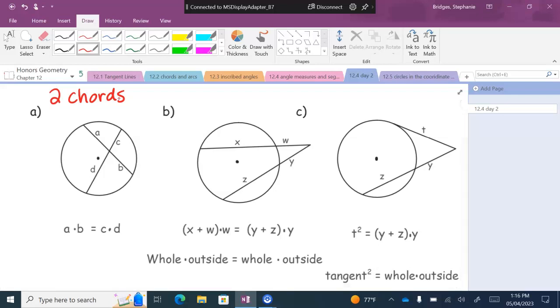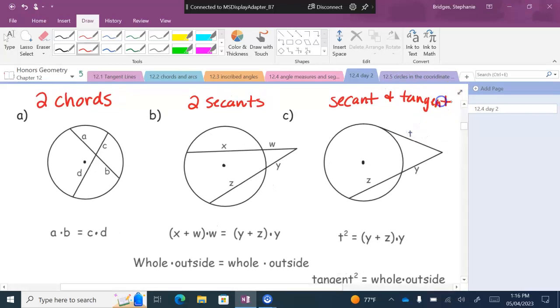Okay. What about B? Two chords, two secants, or a secant and a tangent? Two secants. And then C, two chords, two secants, or a secant and a tangent? Secant. Yeah, the secants go outside of the circle. The chords do not go outside of the circle, and the tangents only touch the outside of the circle.